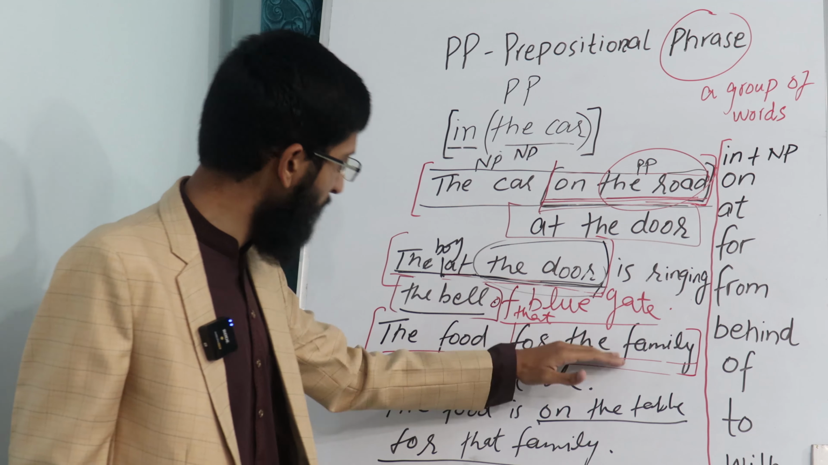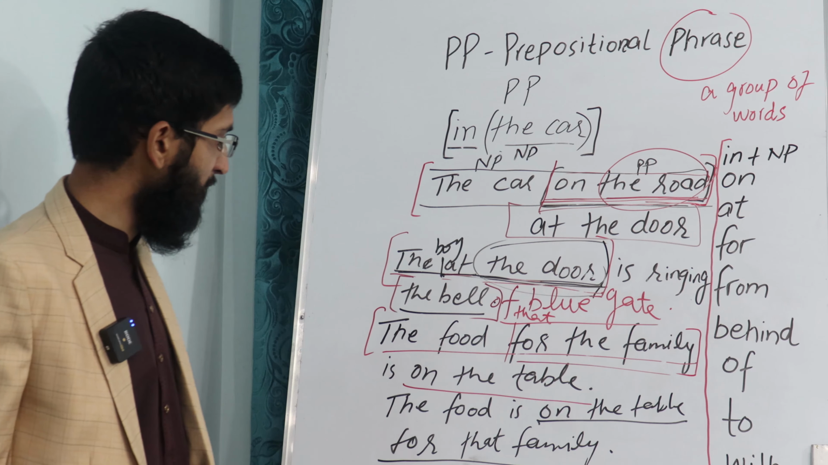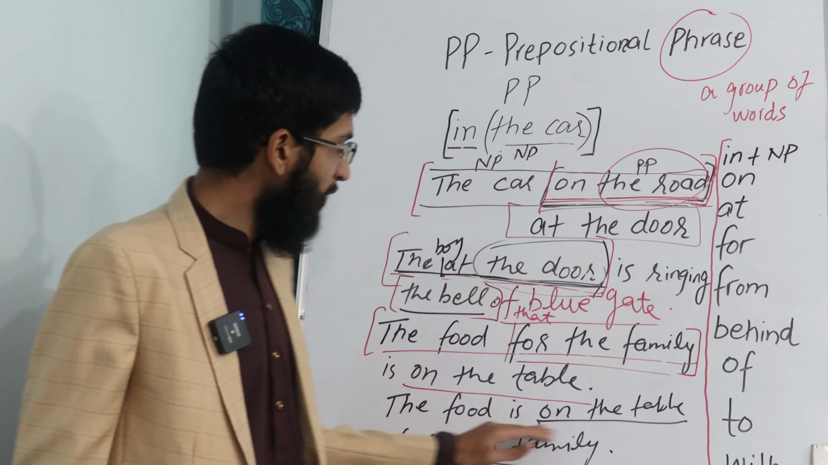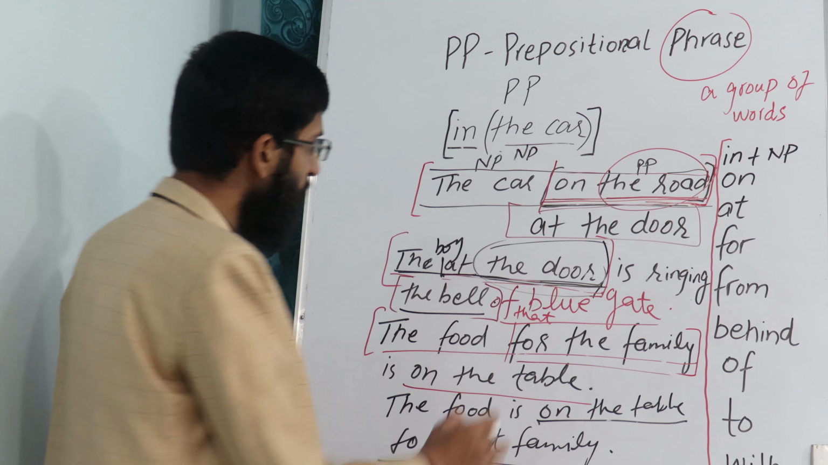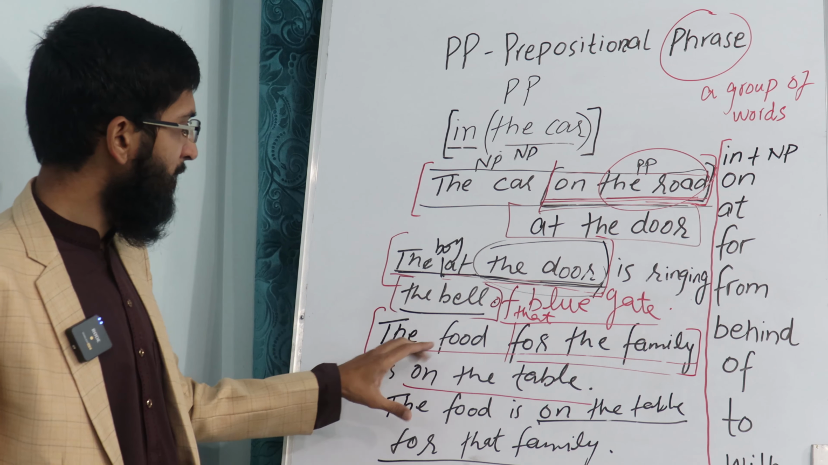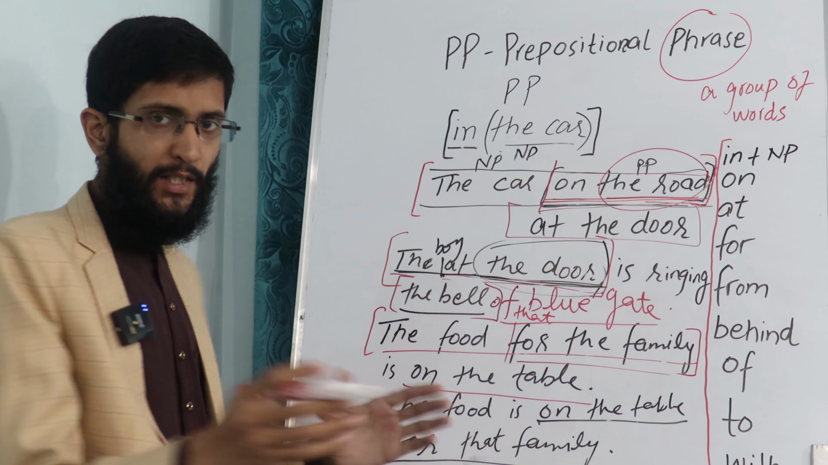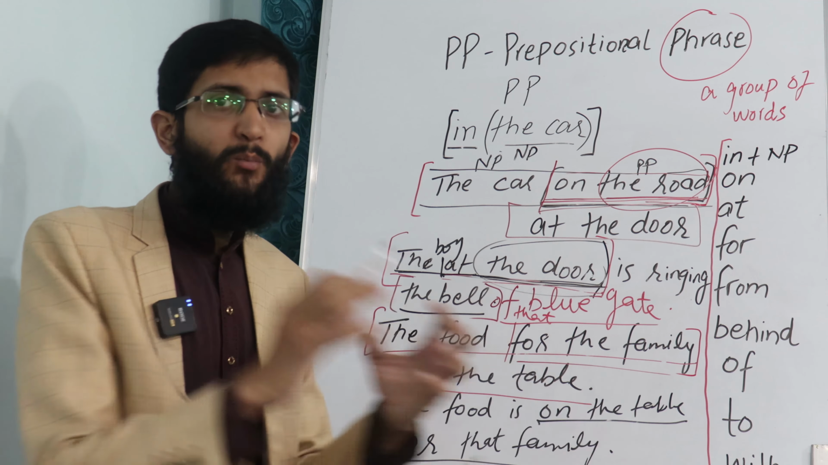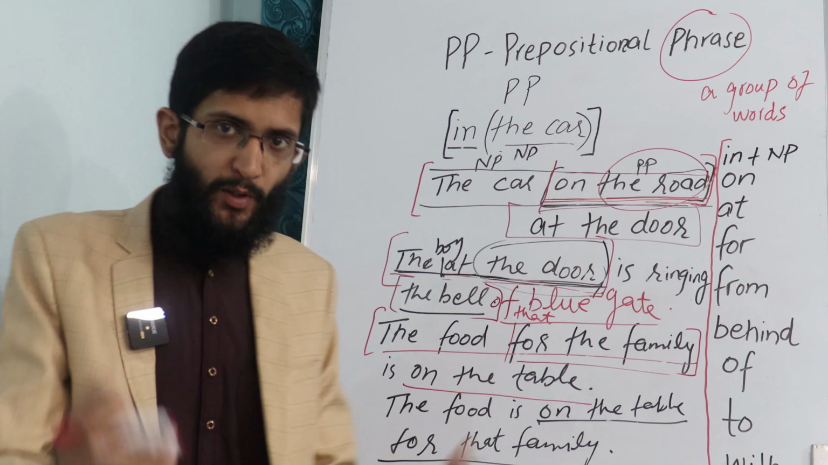The food for the family is on the table. On the table, it's a prepositional phrase. The food is on the table for the family. This is another example. Both can have different meanings. Sometimes you say this table is fixed for this family, like the table is for the family. But sometimes you say the food is for the family. So both have different meanings.